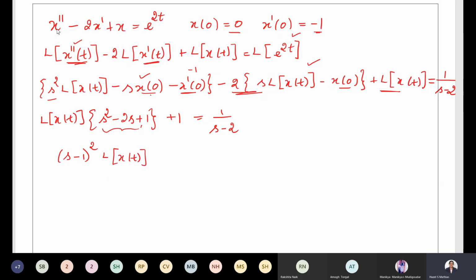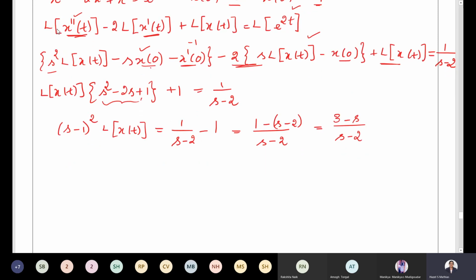This one you take to the other side. What we will get? 1 by s minus 2 minus 1. If you take s minus 2 as the LCM, what do we get? 1 minus s minus of s minus 2. That is nothing but 1 minus of minus, it will become plus, so 1 plus 2 will be 3. 3 minus s divided by s minus 2. This is after taking the LCM.